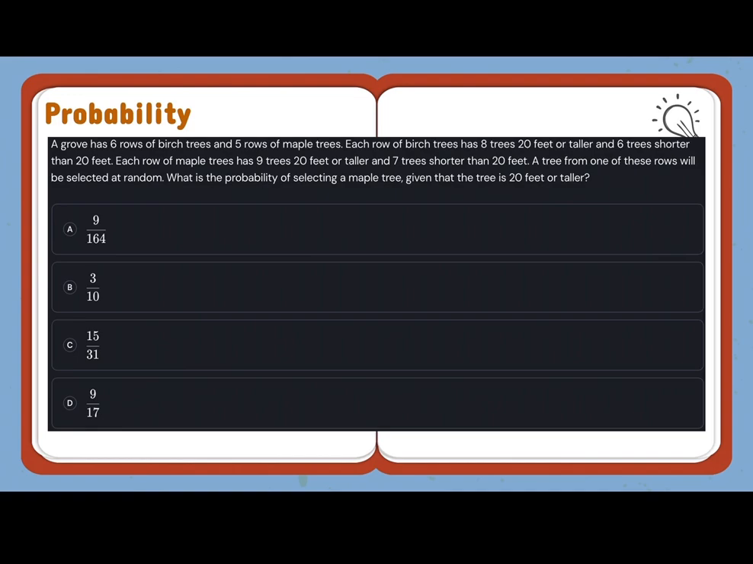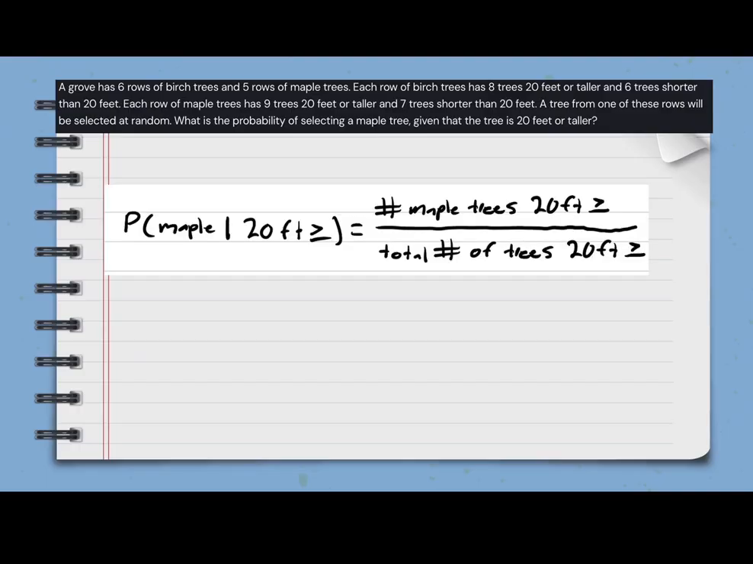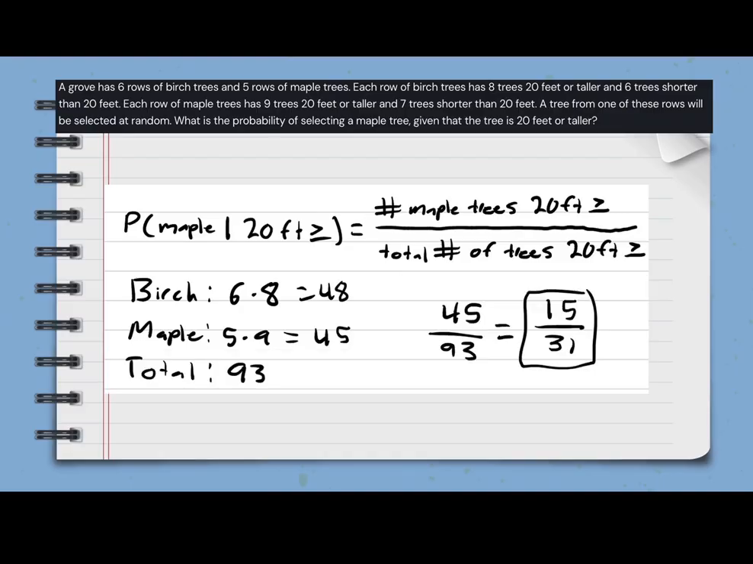Okay, this just shows us that we don't really care about how many trees are shorter than 20 feet. And again, we are searching for the probability of selecting a maple tree out of maple and birch trees. So in order to find that, we can do the number of maple trees taller than 20 feet over the total number of trees over 20 feet. Birch trees, 6 times 8. Maple trees are 5 times 9. Total is 93. And we know that maple trees is 45. We'll just do 45 over 93, which simplifies to 15 over 31.